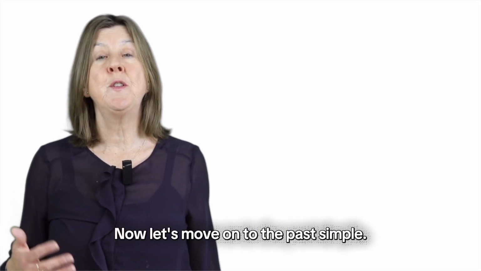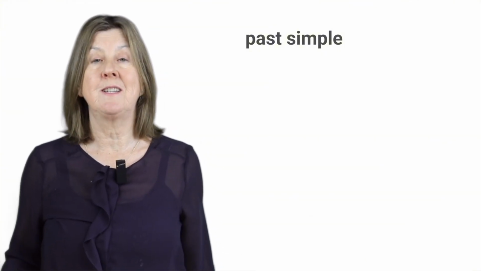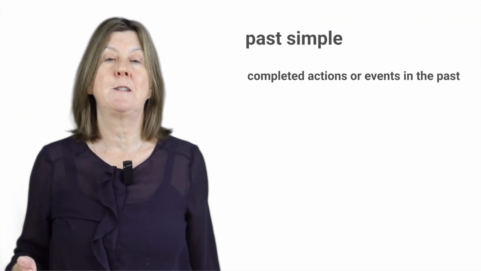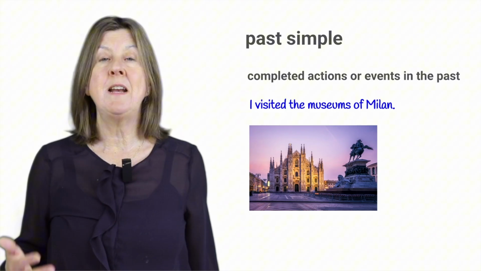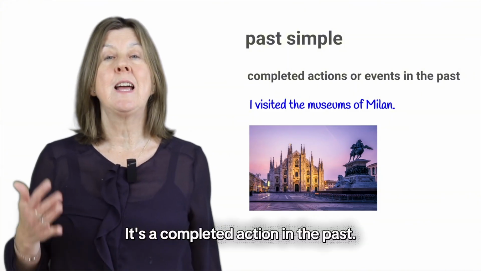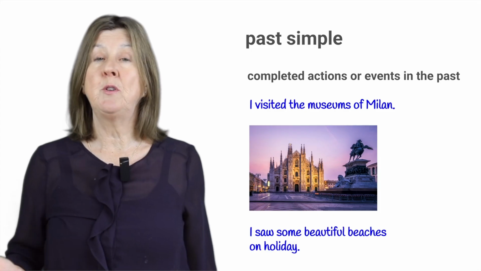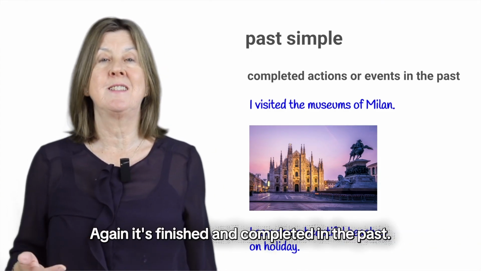Now let's move on to the past simple. The past simple is used to talk about completed actions or events in the past. For example, I visited the museums of Milan. It's a completed action in the past. Or I saw some beautiful beaches on holiday. Again, it's finished, completed in the past.